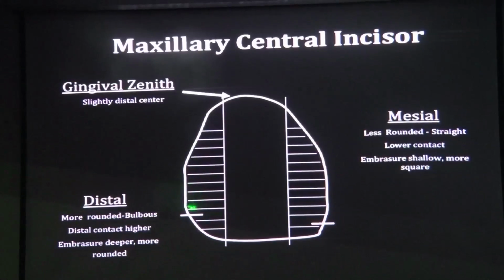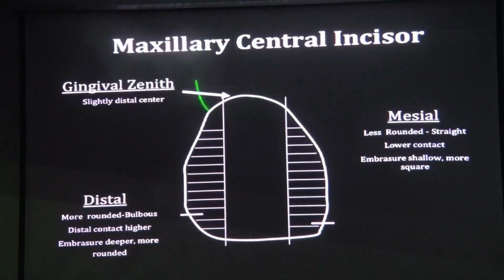If you look at the distal, it's more rounded, bulbous, the distal contact is higher, that's why the embrasure is deeper. So if you look at a smile line, embrasures are very, very wide along the smile line. So in the center they are small. As you go distally, they open up more between central and lateral, lateral and canine.